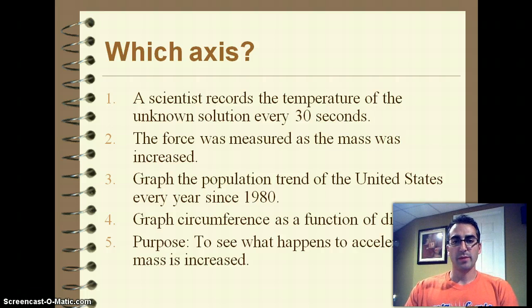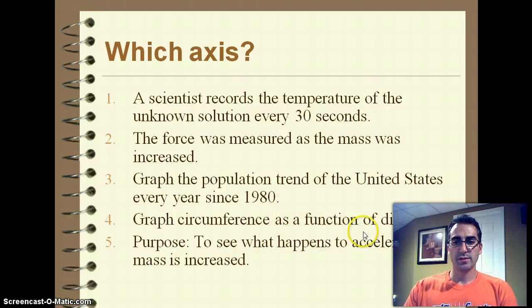Number 3, graph the population trend of the United States every year since 1980. Population should be the dependent variable, and time, or years, is the independent variable. And so that would be on the x-axis.